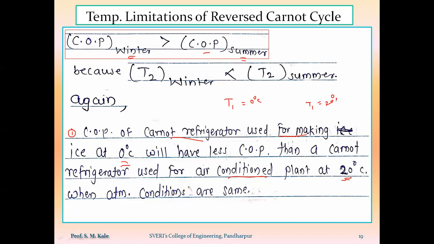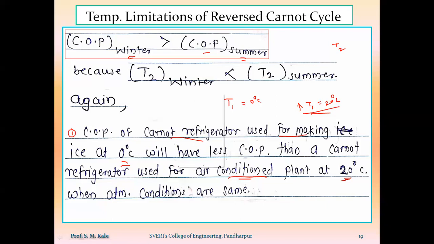So though the outer temperature T2 remains the same, T1 has increased in the second case. That's why here, the refrigerator which is used for an air conditioning plant at 20 degree centigrade will have the higher value of COP as compared to the refrigerator which is used for making ice at 0 degree centigrade.